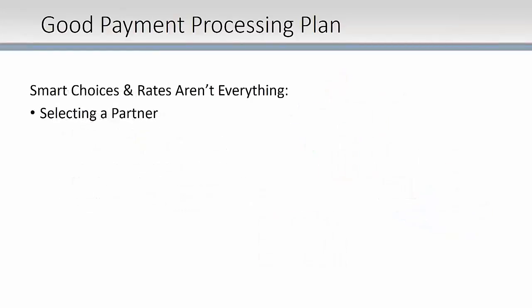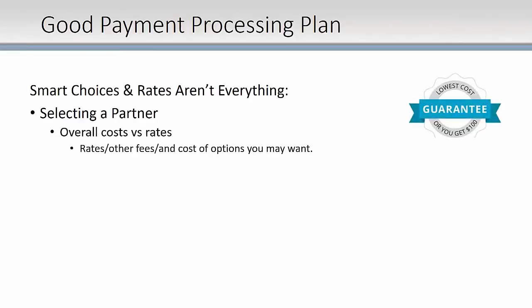We're going to combine the last two agenda items, smart choices and rates aren't everything, because one of the smart choices is selecting a partner, and the first and kind of easiest differentiator is rates. But there are others, and the others could be more costly than 0.1% here or there in rates. When selecting a partner, remember to evaluate overall costs, not rates.